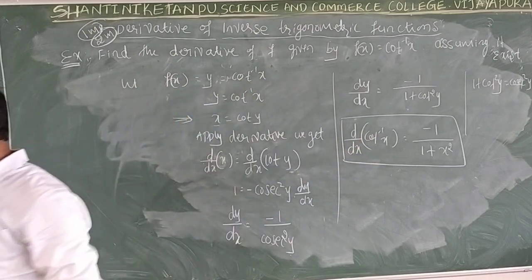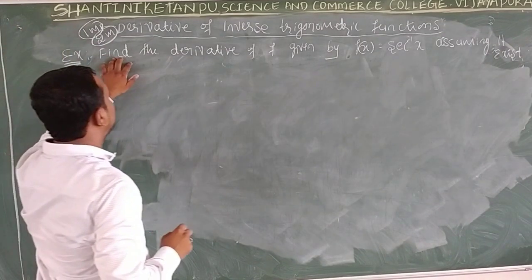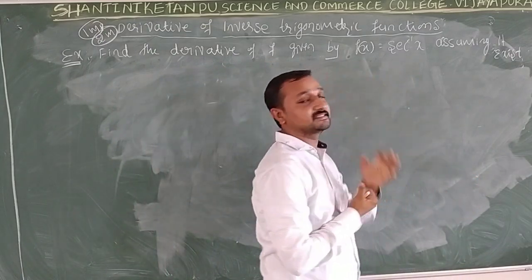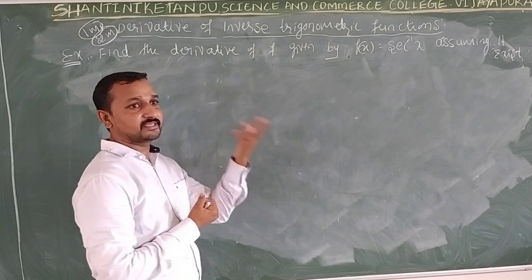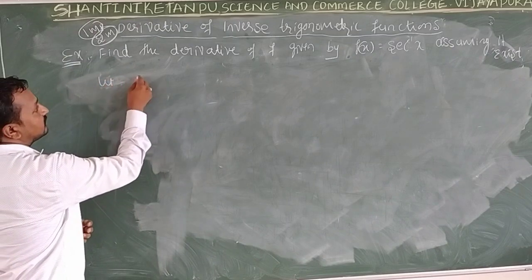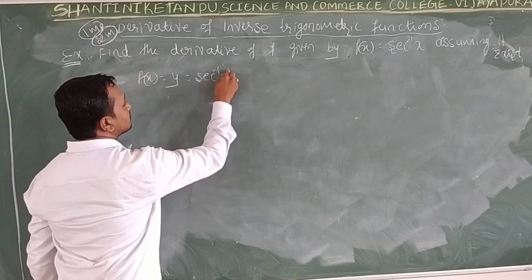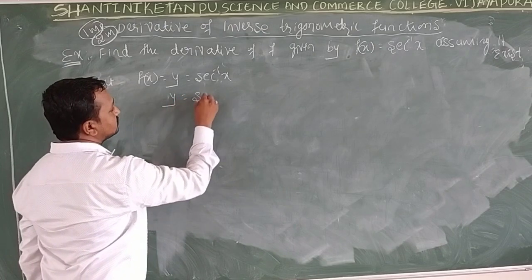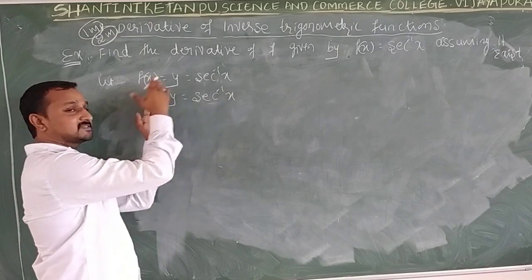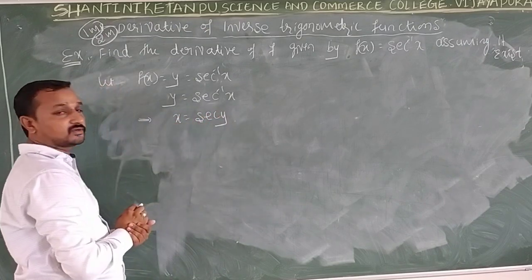Okay, write this example. Students, find the derivative of f given by f of x equal to sec inverse x. Assume that it exists. This example can be solved by using the previous method. First of all, let f of x equal to y, that is y equal to sec inverse of x. Shifting the inverse trigonometric function to the left side, it becomes x equal to sec y.